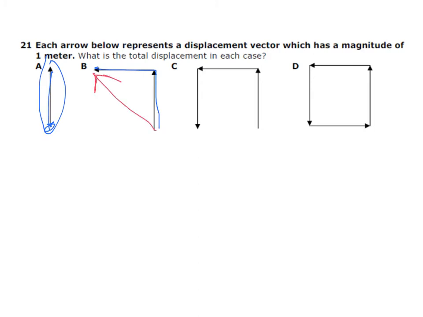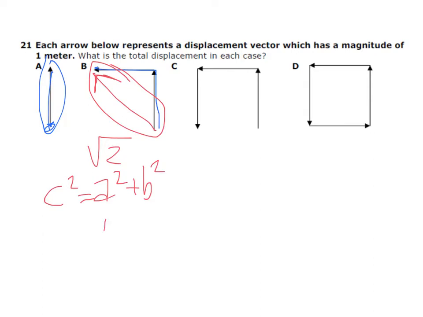It's the resultant of these two vectors. And the resultant right here has a length of the square root of 2. That's the length of the hypotenuse of an isosceles triangle. You can also get that with the Pythagorean theorem. C squared is equal to a squared plus b squared. That's 1 squared plus 1 squared, which is equal to 2. So c squared equals 2, so c is equal to the square root of 2.